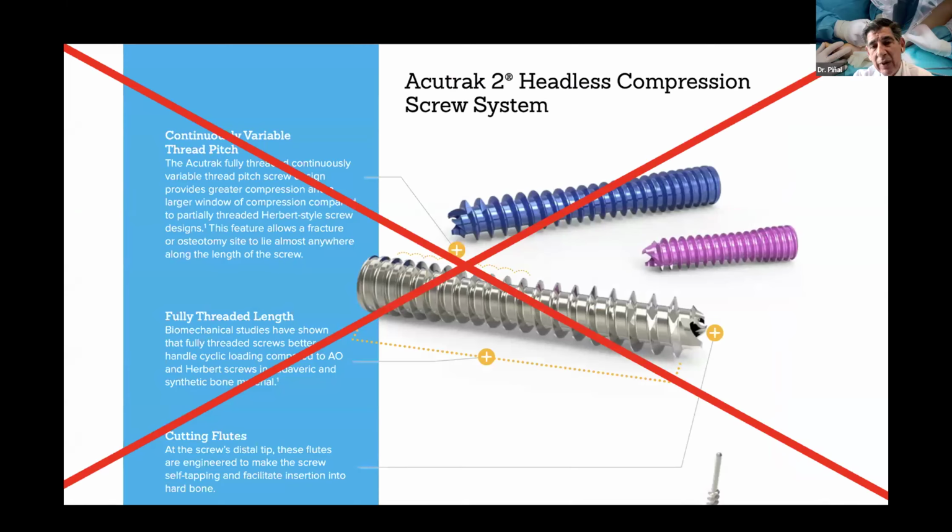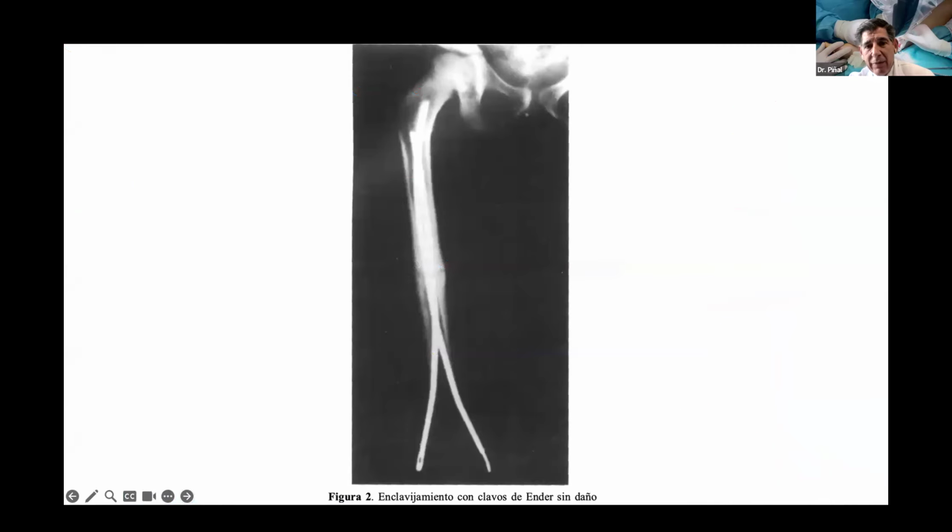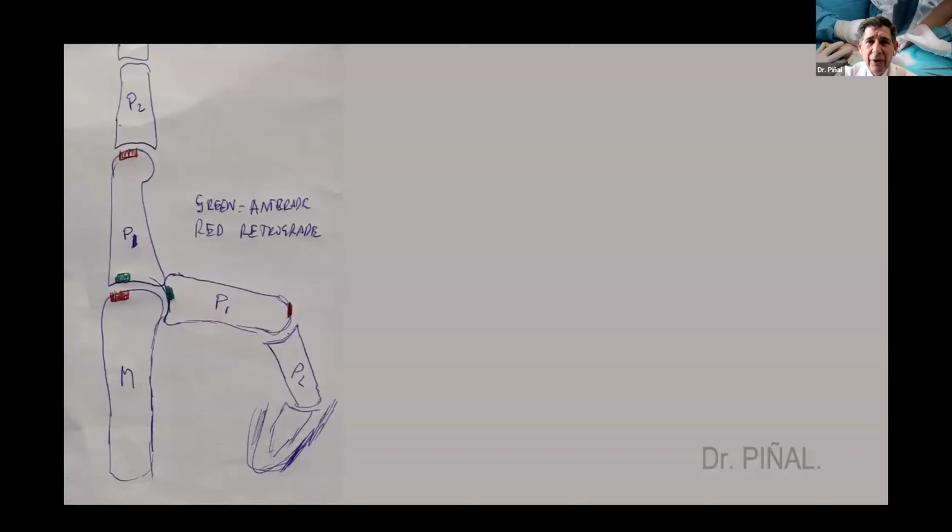The first one, I will not recommend you use this type of screws, because the idea of my technique, at least, is to be like the Ender idea, to have secondary healing, because these continuous threaded screws will create a lot of damage in the endomedullary canal, and every time you tighten the screw, the previous thread, or whatever it's called, is damaged. So don't do that.